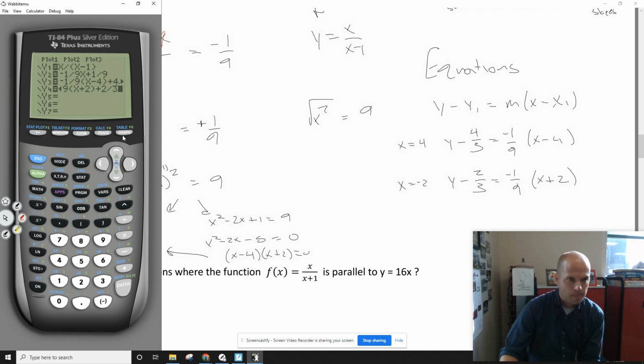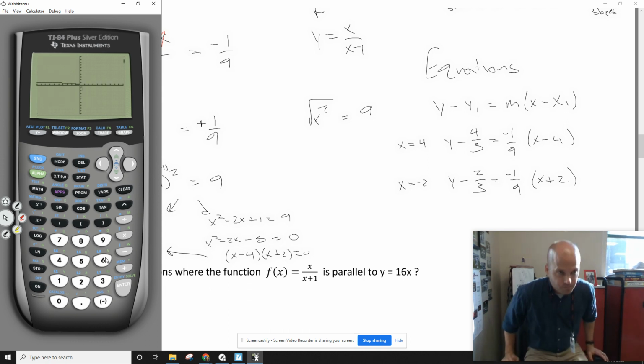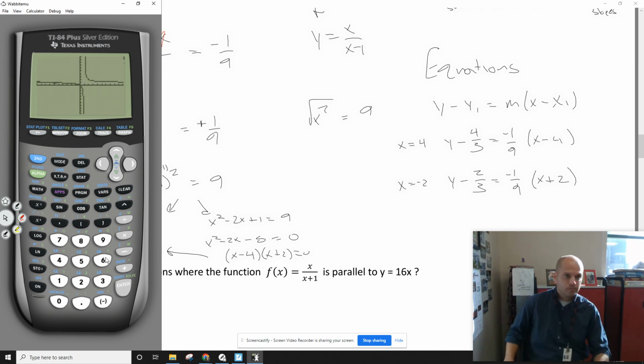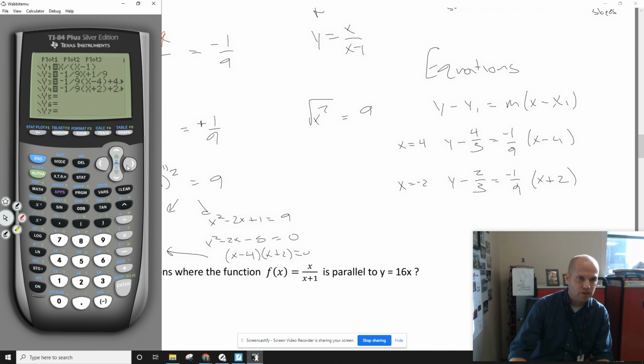Okay, ready? Here's my function. Zoom standard. There's my function. Here's my first line. It's not tangent to anything. Here's one line that's tangent to my function, parallel to that line. Here's my other line that's tangent to the function, parallel to that line. What would be nicer is if I move this line, doesn't matter where it's located, down some more. That way I can see.